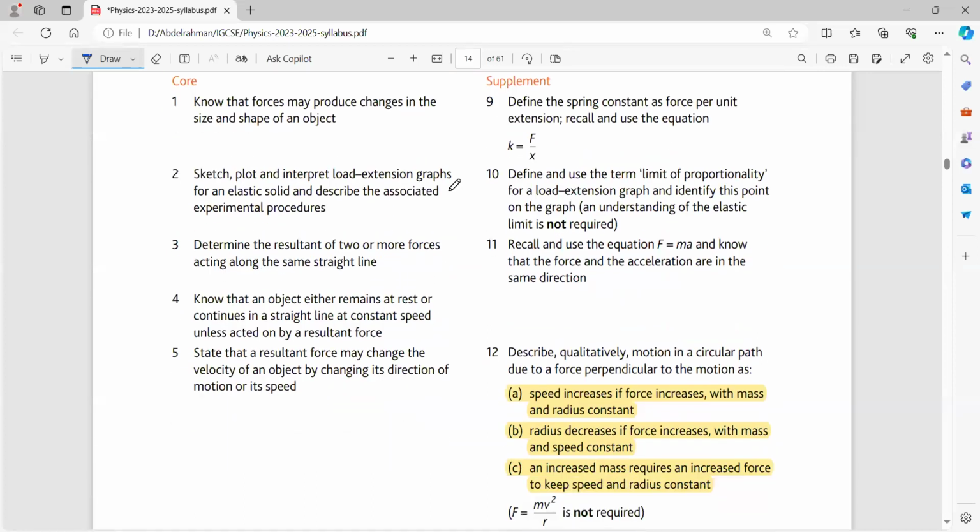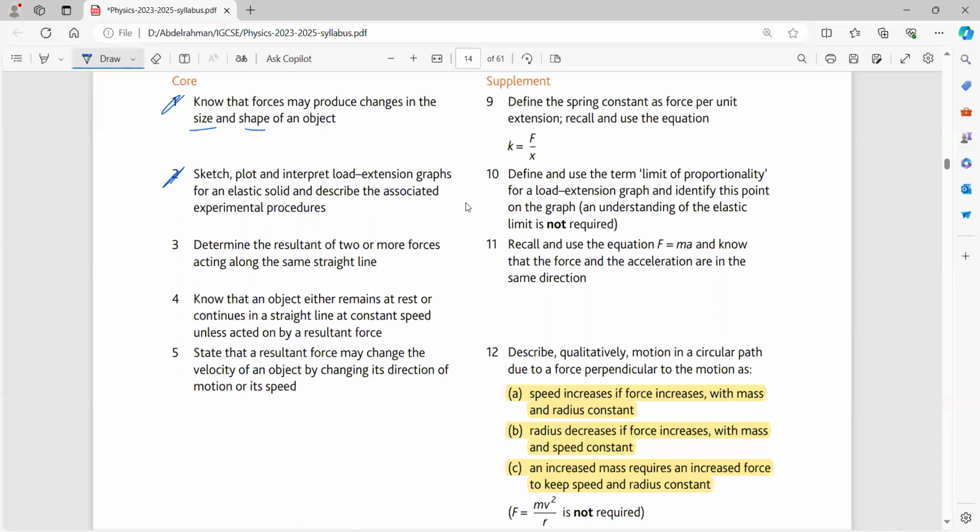Then we moved on to forces. Okay, we moved on to forces, the third lesson we had in the syllabus. Know that the force may produce changes in the size and shape of an object. Definitely, yes, we know that the force can change the size, it can change the shape, and it can change the direction or the speed of an object. Sketch, plot, and interpret a load extension graph, okay? We know the load extension graph.